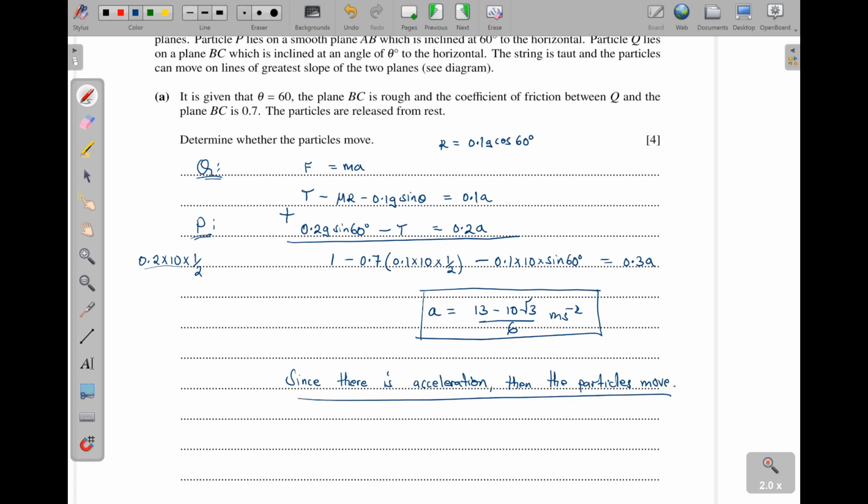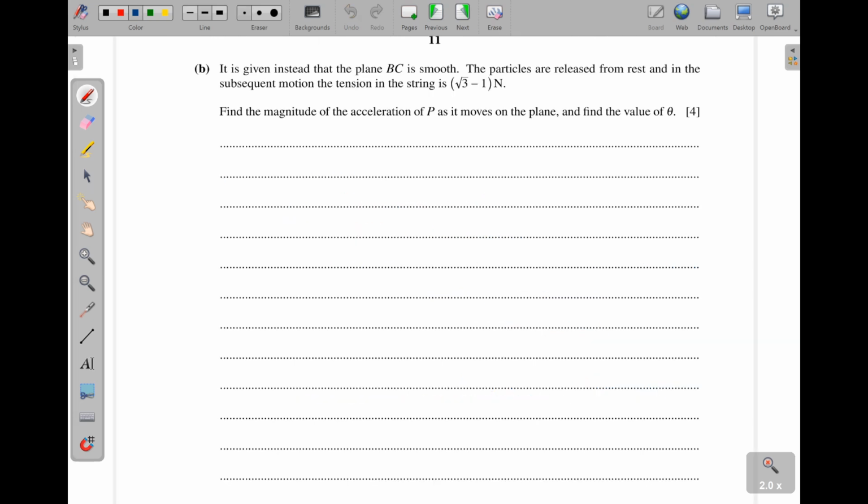As simple as that. Part B, it is given instead that the plane BC is smooth. The particles are released from rest, and in the subsequent motion, the tension in the string is root 3 minus 1 newtons. Find the magnitude of the acceleration of P as it moves on the plane, and find the value of theta. Now, going back to our diagram here, let's look at the forces which are acting on P.